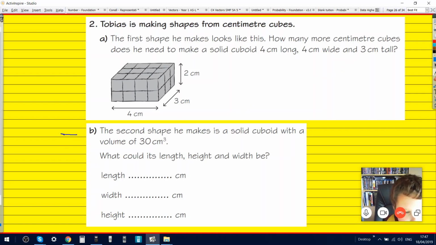Let's try part B. So the second shape he makes is a solid cuboid with a volume of 30 centimeters cubed. So what could its length, height, and width be? So we need to do, well, something times something is 30.